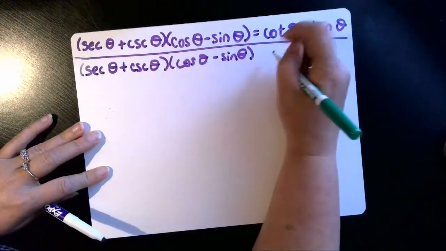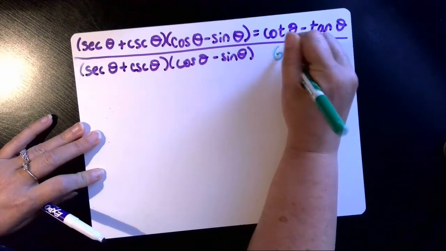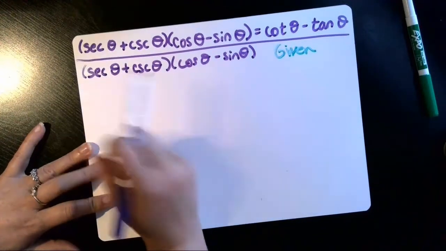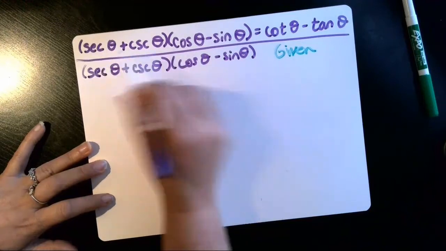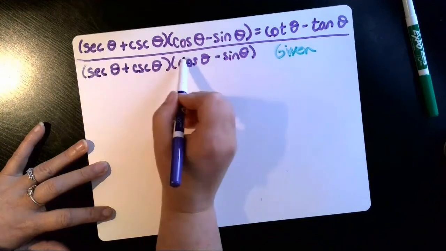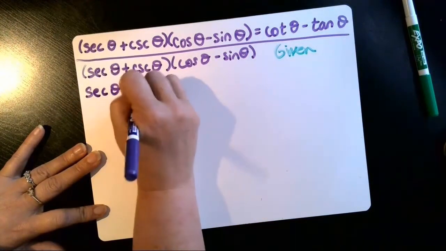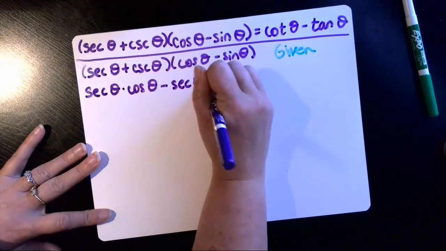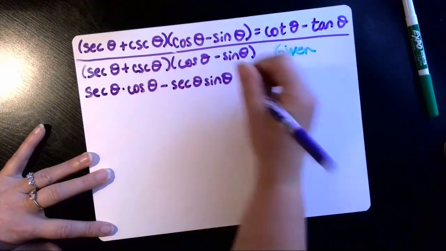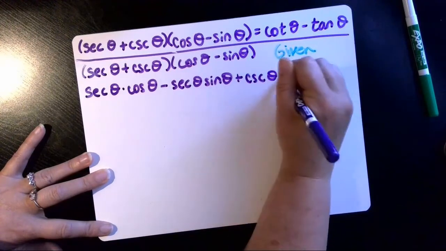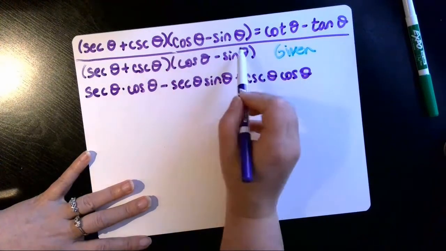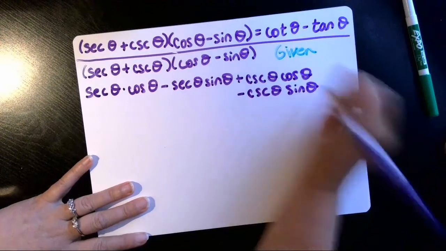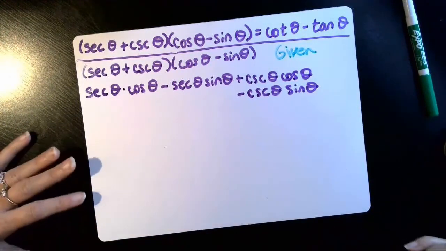And for each step in our verifying the identity, we want to give a reason for that step. So this reason would be that it's our given information. And then to multiply through a product of two binomials, we use the acronym FOIL: first, outer, inner, last. So we're going to go ahead and multiply the secant times the cosine, and we'll have secant of theta cosine of theta. Then secant times negative sine will be minus secant of theta sine of theta. Then cosecant times cosine, so plus cosecant theta cosine of theta. And then the last, cosecant of theta times negative sine of theta, will be minus cosecant of theta sine of theta.